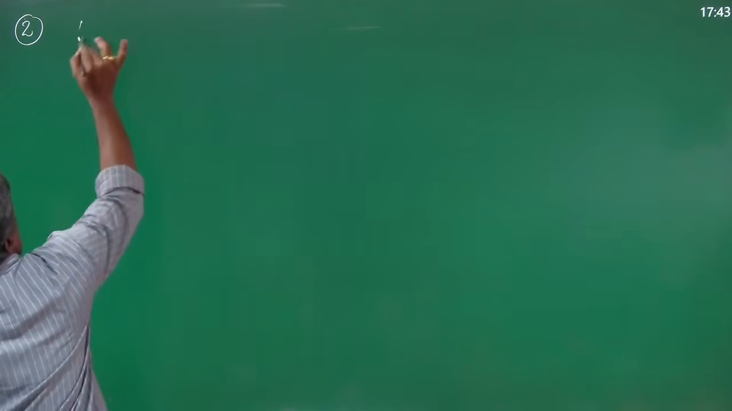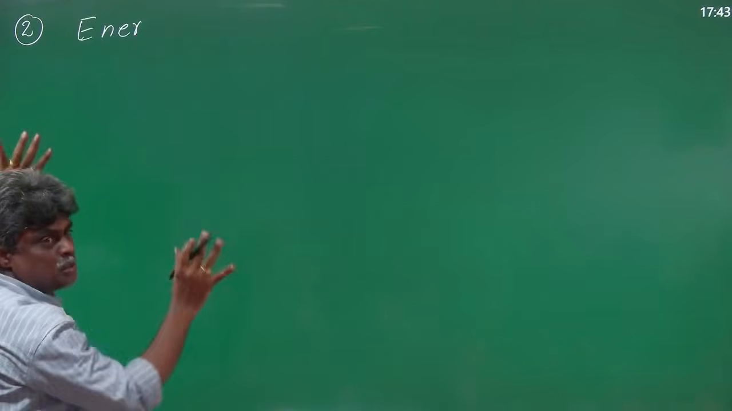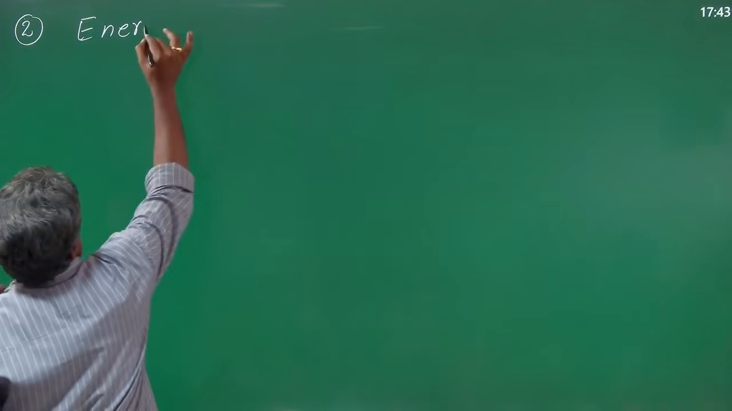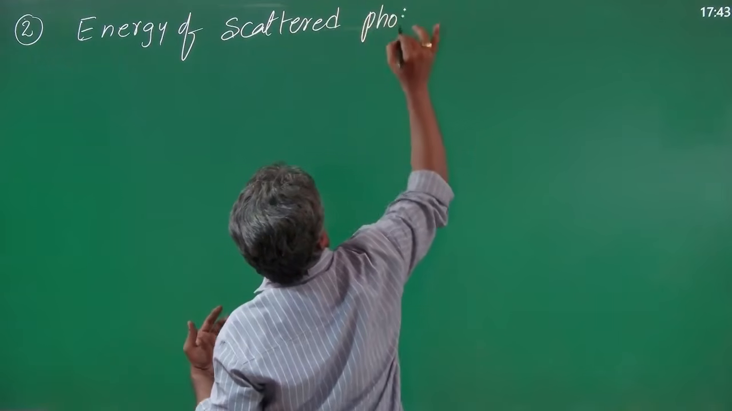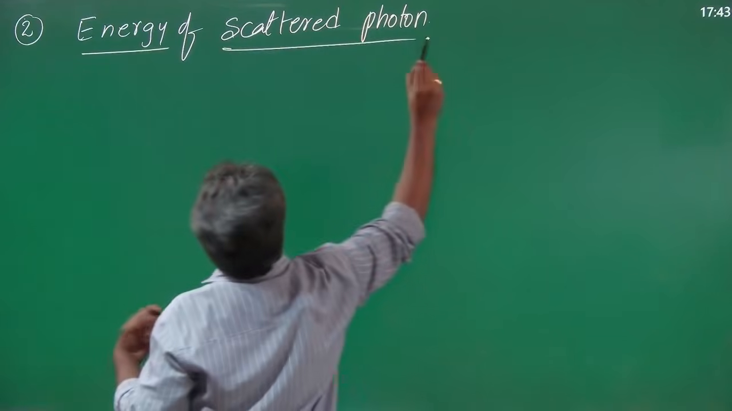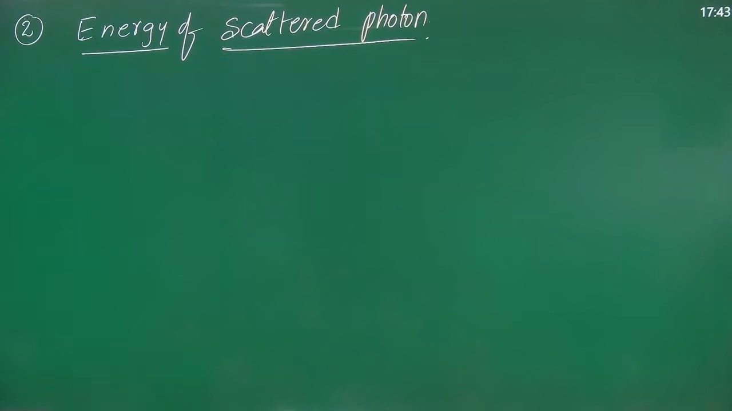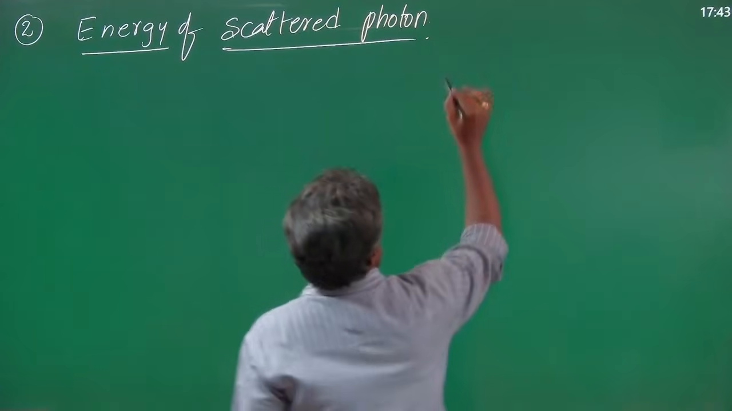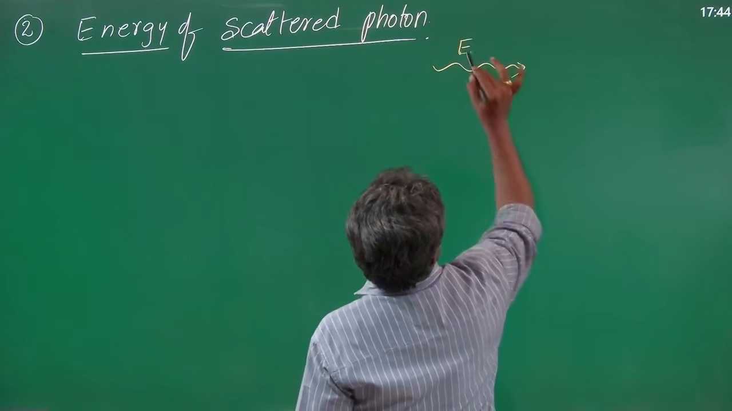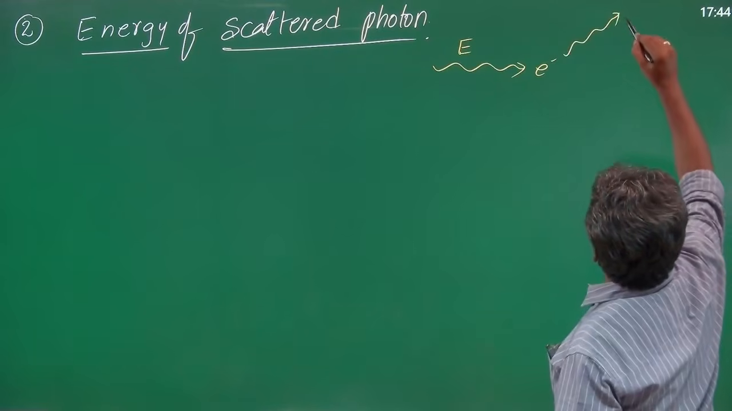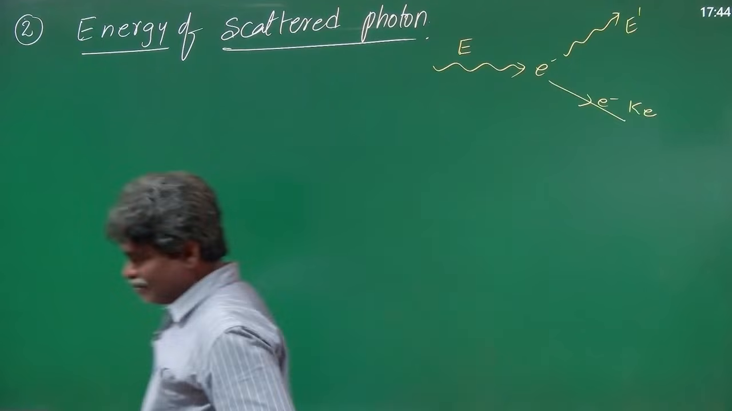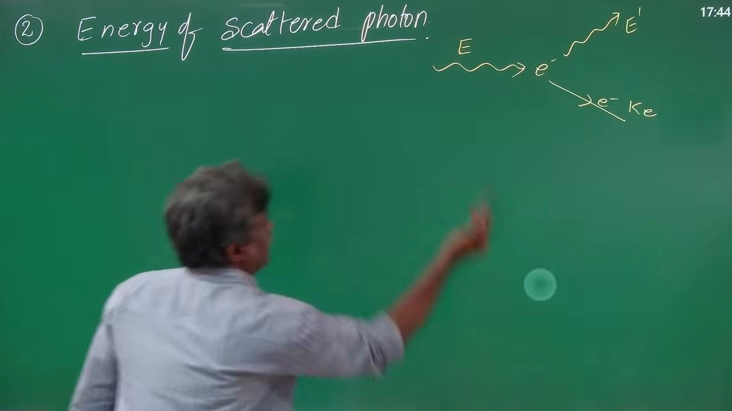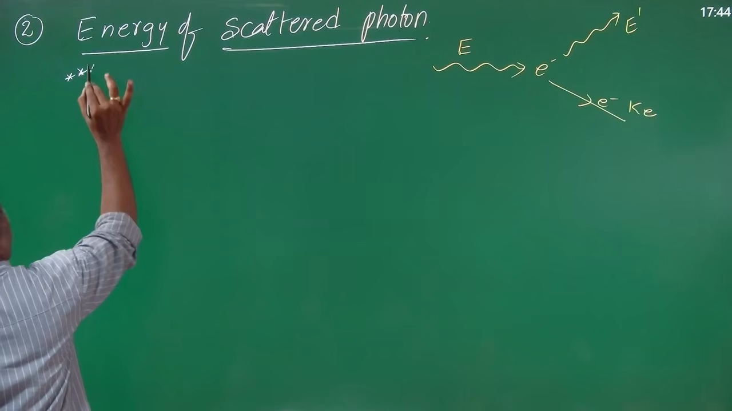Okay, the second application is a nice one. If you practice these things, tomorrow you can do the assignment, otherwise it is impossible to understand. Energy of the scattered photon. So here we are going to find the energy of a scattered photon. Now see, this is the incident energy, let us say E, on the electron, and this is the scattered energy, let us say E prime, and this is the electron recoiling with kinetic energy. We already derived it, no need to do it again. I told you to please remember one relation that is very important. Please tell me.